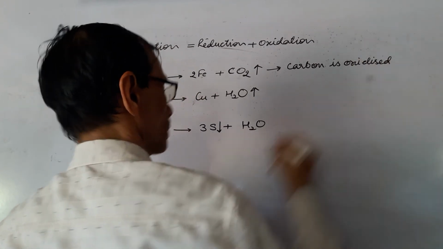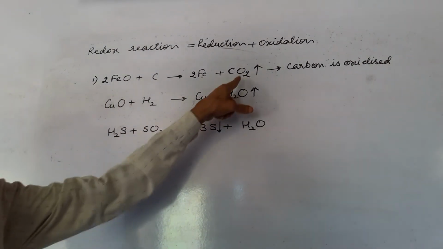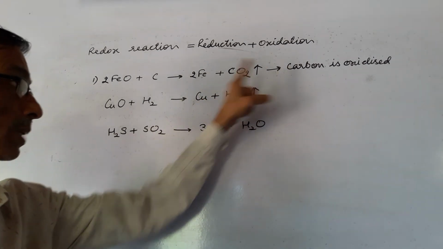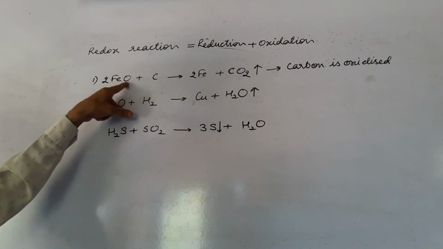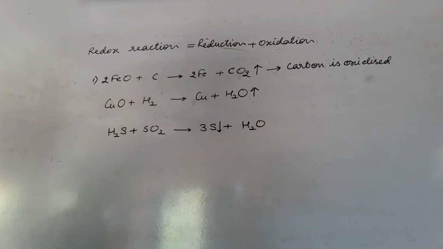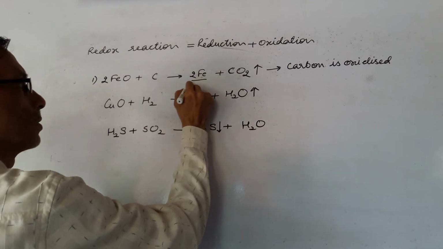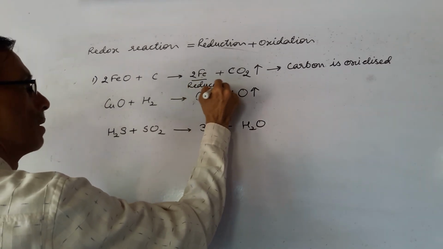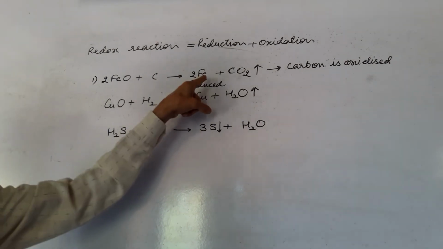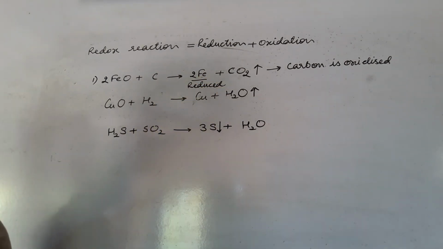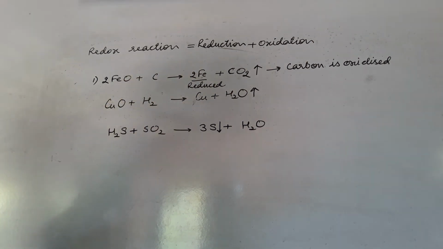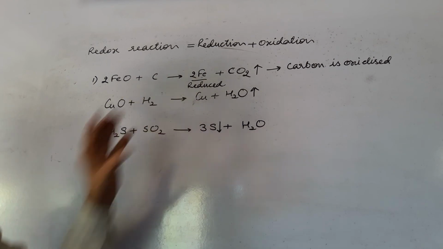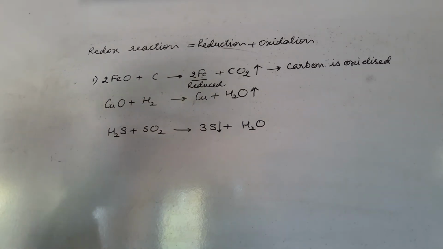What do you mean by oxidation? Combining with oxygen is called oxidation. So carbon is oxidized. But for carbon to get oxidized, it has taken oxygen from iron, and therefore iron is reduced. Someone has to be reduced when it oxidizes others. So iron is reduced and carbon is oxidized. So this is called a redox reaction. In every reaction, reduction and oxidation both take place at the same time, simultaneously.